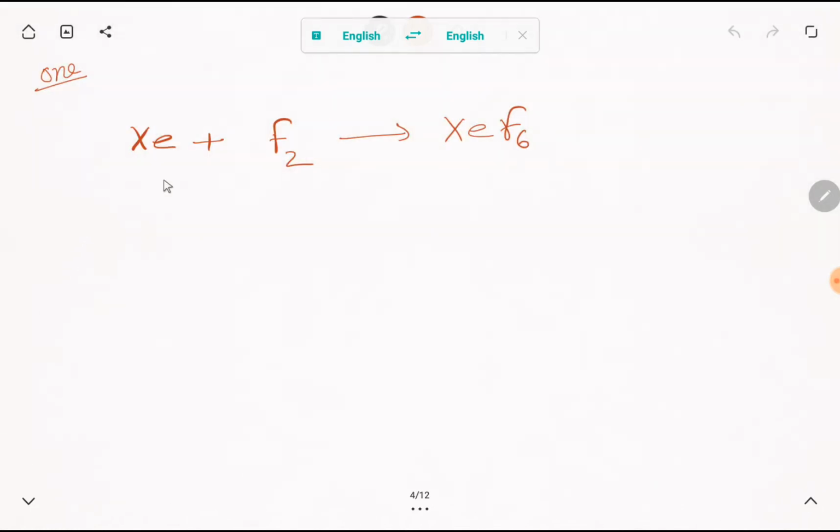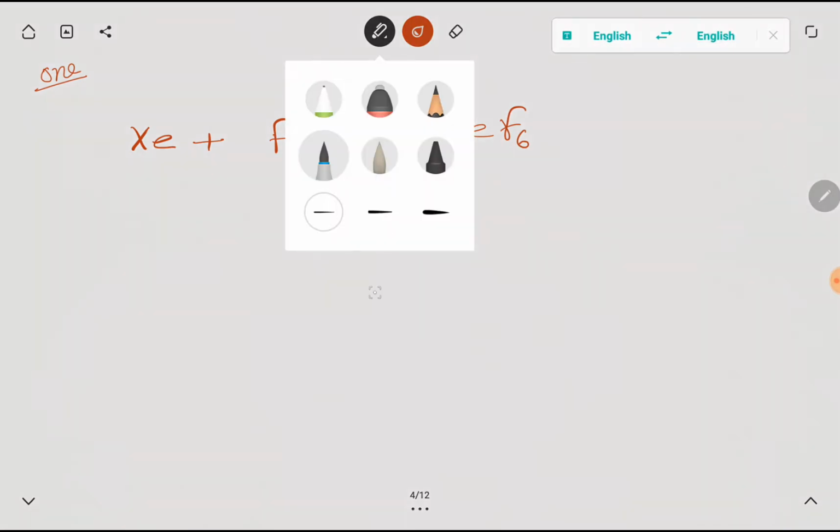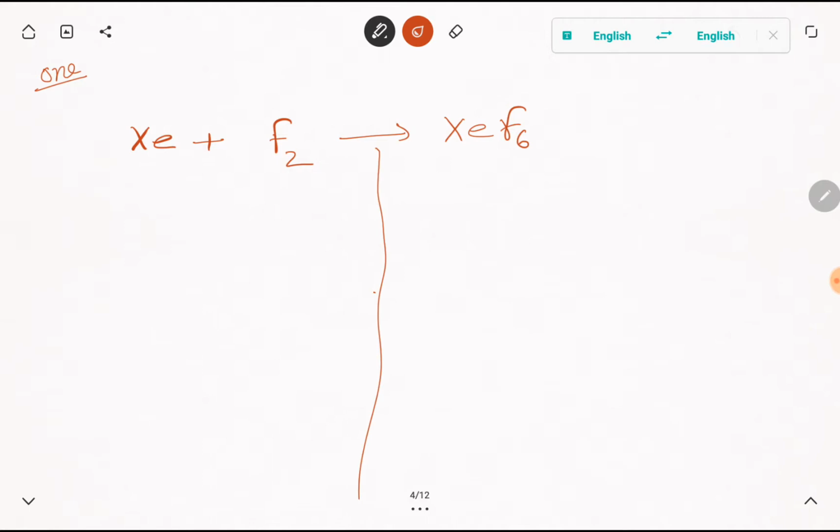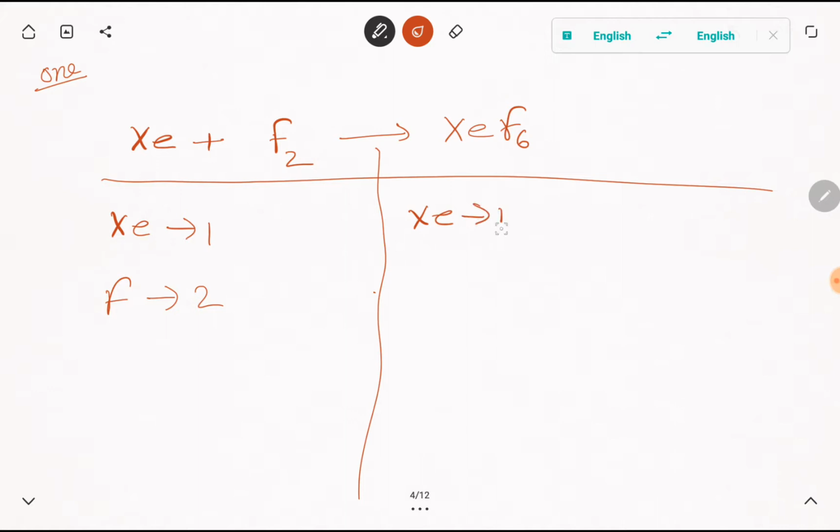Here is our first example. This is xenon, fluorine, xenon hexafluoride. To balance this reaction, at first we have to draw a table like this. This is reactant side and this is product side. So look, in the left hand side we have xenon, that is 1. Then here we have fluorine, that is 2. In the right hand side we have xenon, that is 1, and here we have fluorine, that is 6.